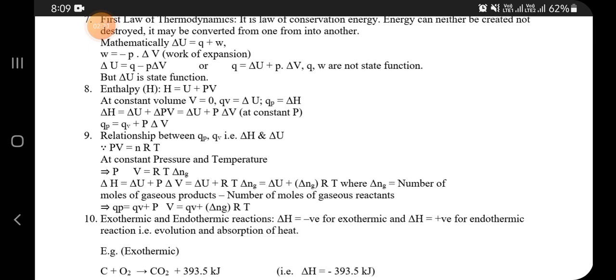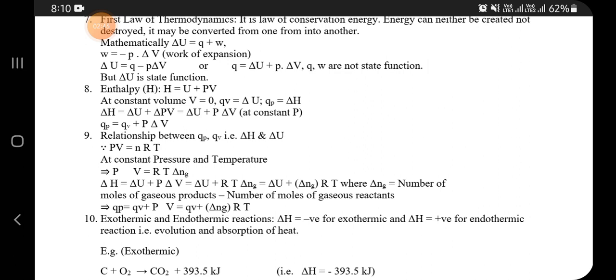Enthalpy is equal to U, internal energy, plus pressure into volume. At constant volume, delta V is equal to 0, and so QV is equal to delta U and QP is equal to delta H. Delta H will be equal to delta U plus delta PV, which will be equal to delta U plus P delta V at constant pressure.